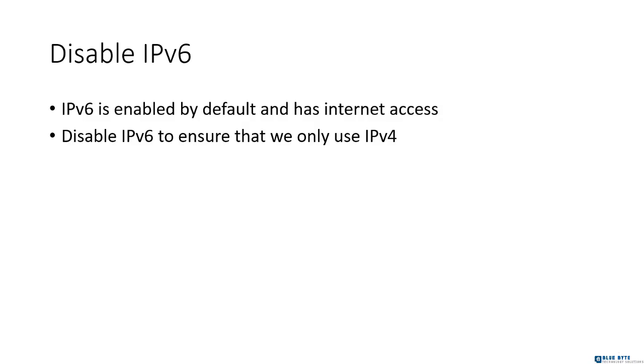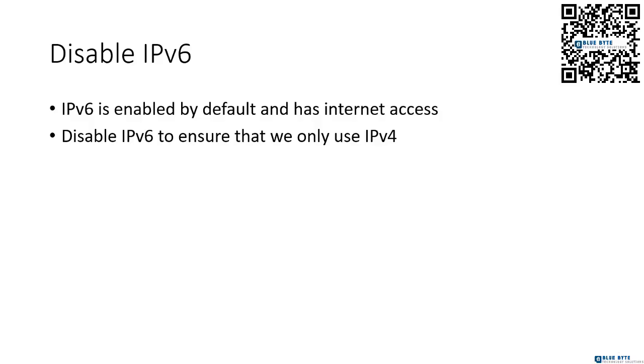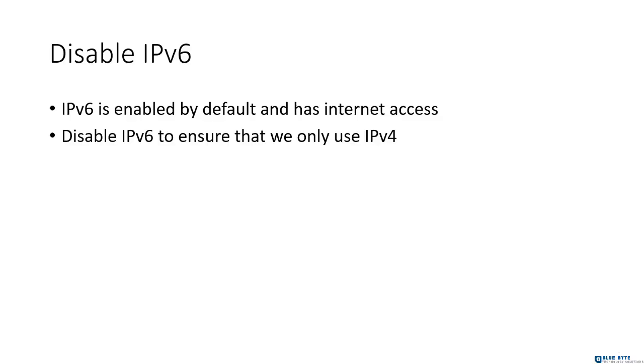When you install the operating system, IP version 6 is enabled by default. We actually want to disable that. All the settings we configure will be for IP version 4, and the IP version 6 that's enabled by default will attempt to connect to the internet, and that can cause some issues when we try to join computers to the domain and do a few other things. So we want to be sure to disable that.